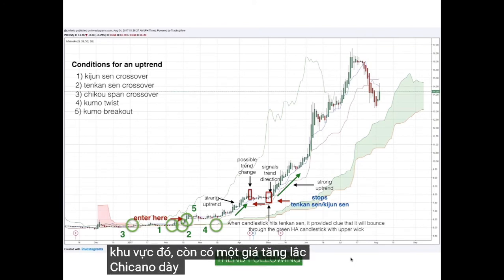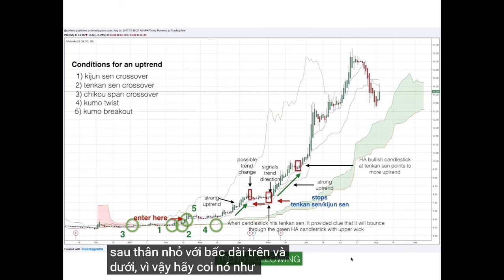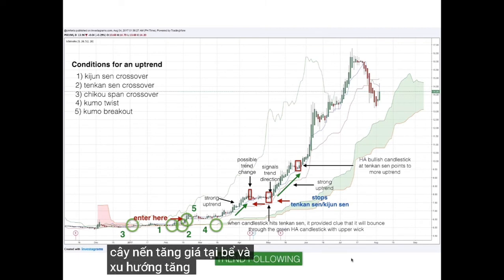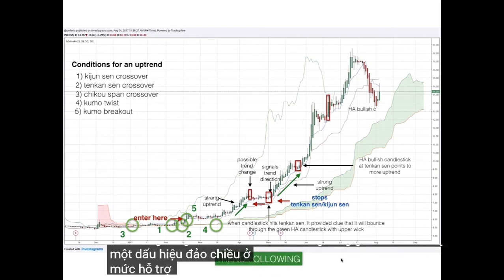Ashi candlestick after that small body with long upper and lower wicks. So Heikin Ashi bullish candlestick at the Tenkan-sen points to more uptrend. So it is bullish. It showed a sign of reversal at an important support level.